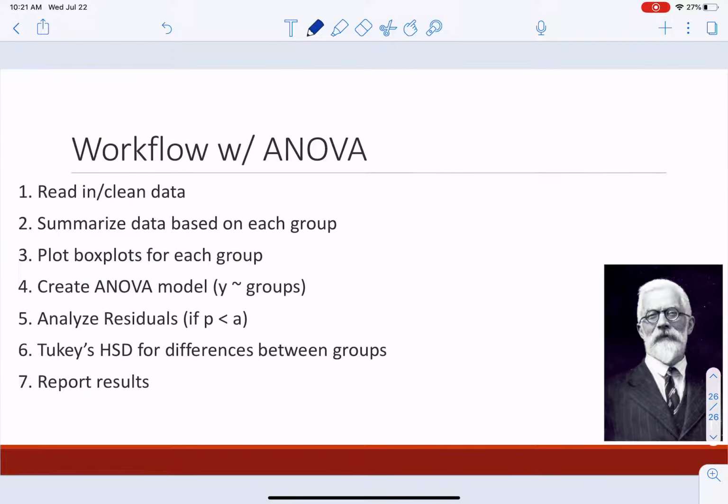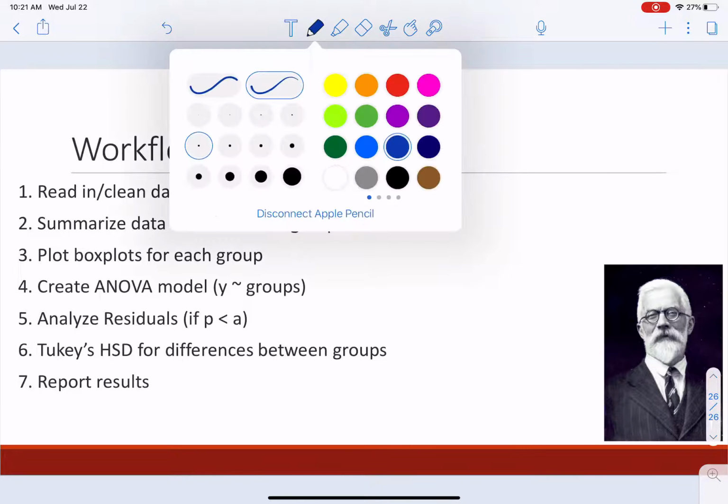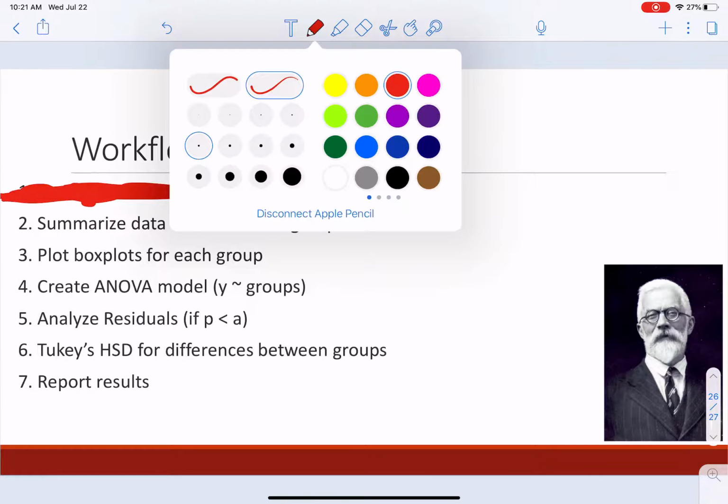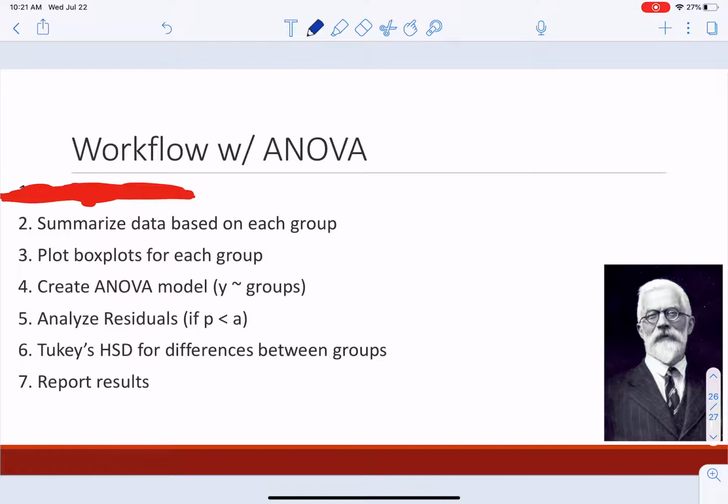Okay, so the workflow with ANOVA is, I've also taken this from another class I taught. We're not reading in any data. It's already done all for us. But you summarize the data based on each group, which is what we saw way back, where we're looking at the group averages. Plot box plots, most likely will be done for you. So that's easy enough. Then you just create your ANOVA model, or it will be done for you. And that's just going to be whatever thing you are measuring as a function of whatever divides the groups. And then, if your p-value for your ANOVA looks good, if you have evidence to suggest that at least one group is different from all the other ones, then go look at the histogram.